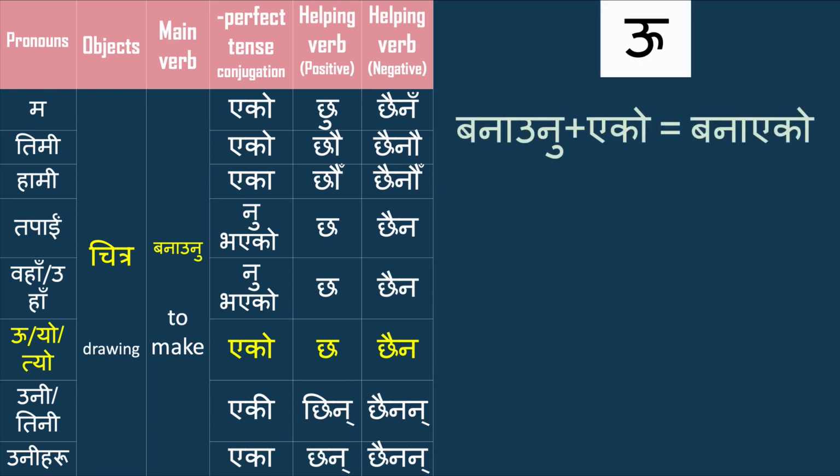U. Banaunu plus eko. Whenever you are adding eko in the unu form, you remove the unu and you add the incoming eko, and finally the change becomes banaeko. Okay, now here you might have a question. In the previous verbs we are just removing nu, but why are we removing unu in this case? Because in unu, here u is the vowel, and in eko, here e is the vowel. So in a single verb, two vowels cannot exist together.